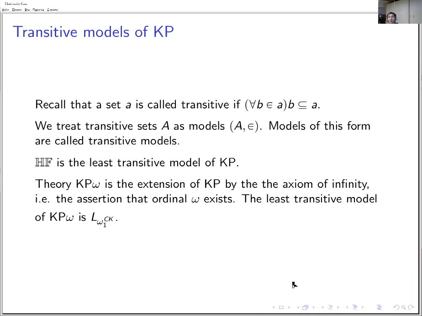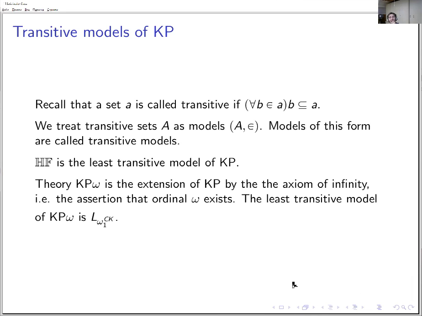This is KP omega, that is the extension of KP by the axiom of infinity. And of course, by infinity here I mean the axiom that essentially says that the ordinal omega exists, or something equivalent. And of course the least transitive model of KP omega is L omega 1 Church-Kleene.